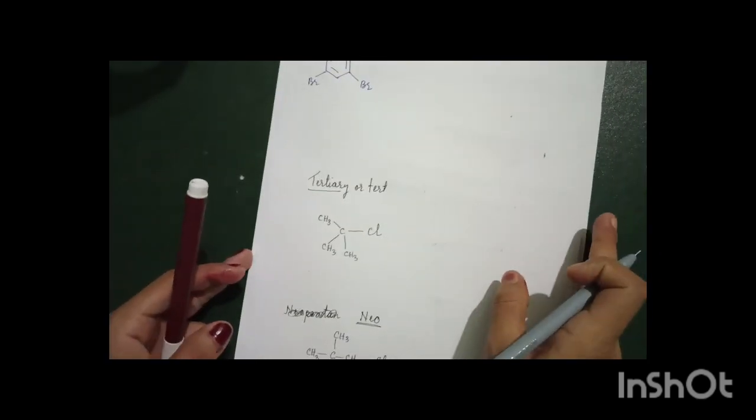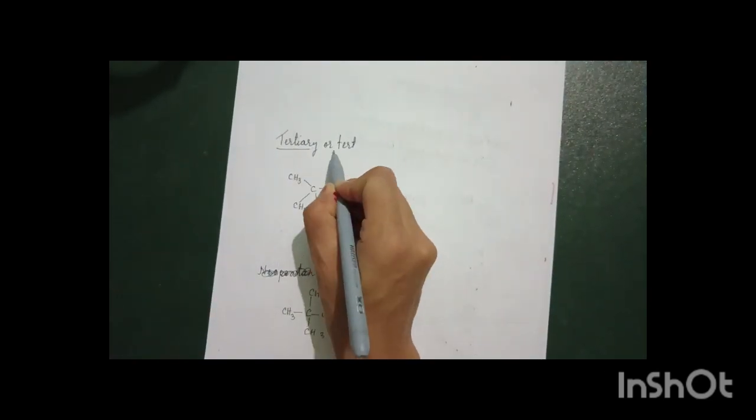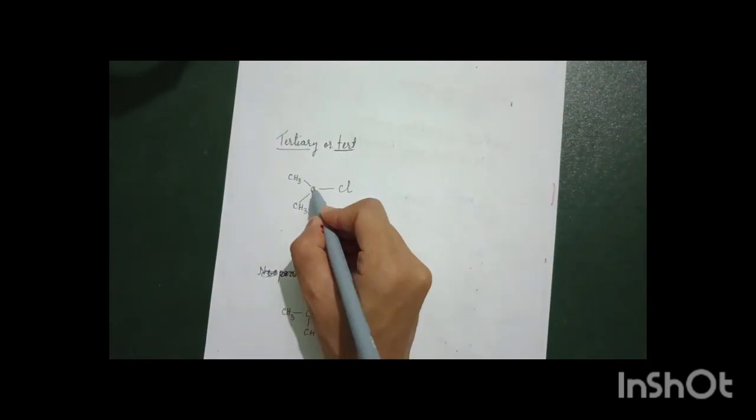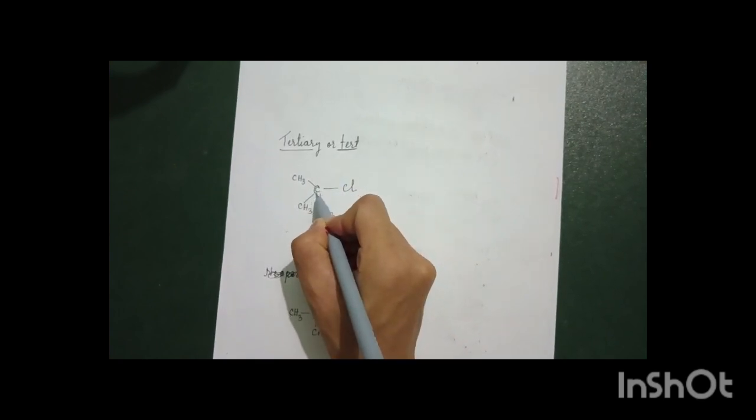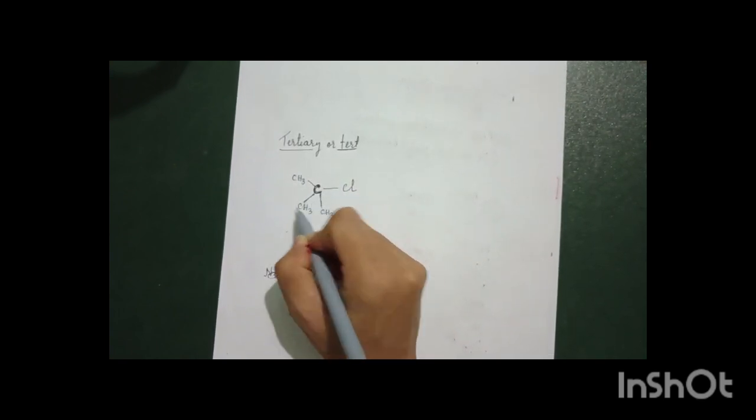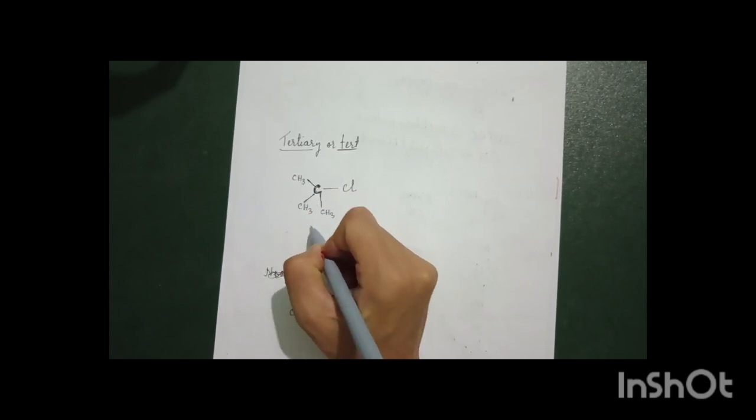Okay, now we are going to talk about the tertiary. We have not talked about tertiary. Let us talk about tertiary now. Secondary we have discussed. Now we'll talk about tertiary or tert. When we talk about tertiary, your carbon should be connected to 3 CH3 groups. So this is your tertiary.